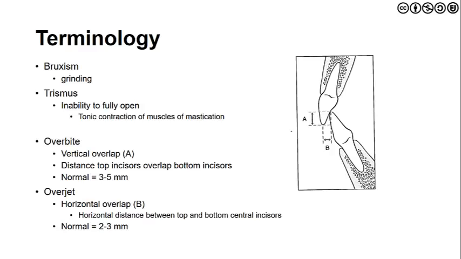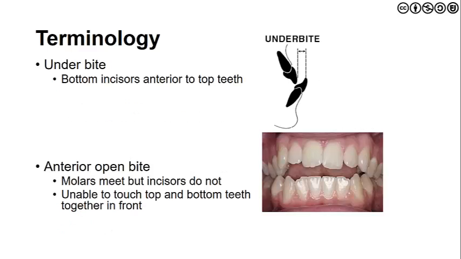And overjet is where there's a horizontal overlap, meaning the distance between the top and the bottom central incisors is illustrated by B in this image. And so normal here would be 2 to 3 millimeters. In excess of that, for both overbite and overjet, would be considered pathologic or abnormal. An underbite would be just the exact opposite. The bottom incisors are going to overlap the top teeth.